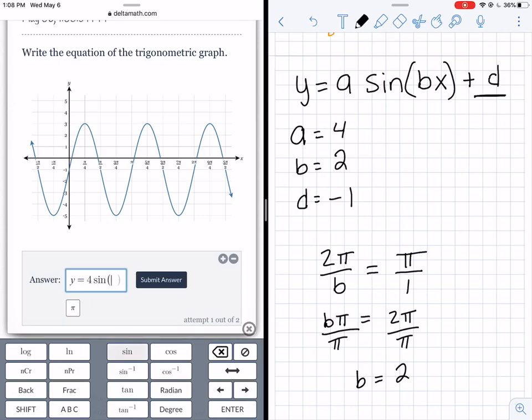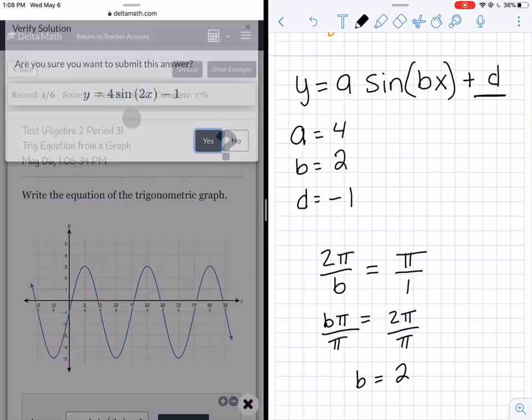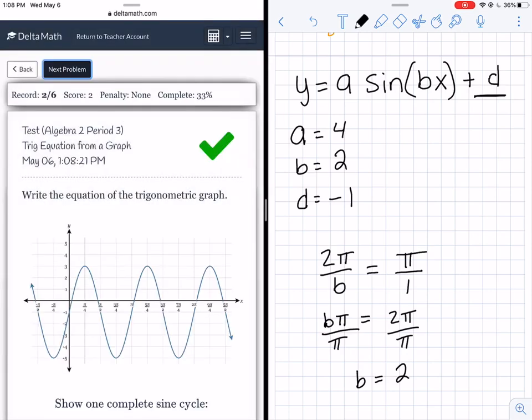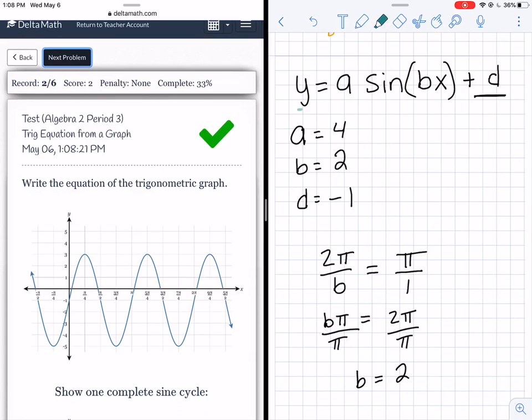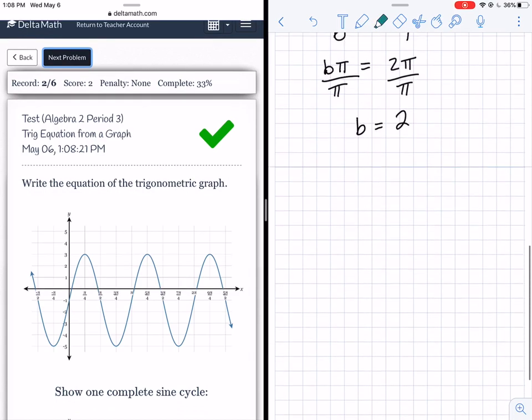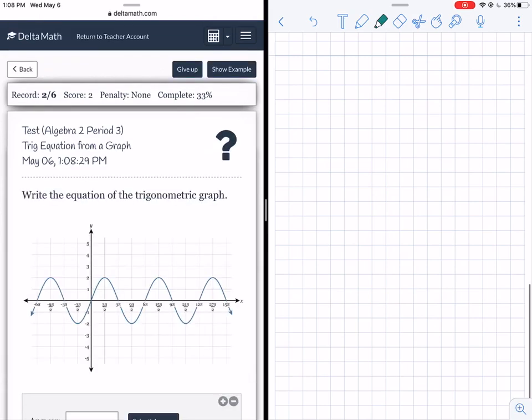I'm going to go back and hit 2x. And then you could arrow over with the arrows on the side. And I'm going to do -1. And for minus, you just do the subtraction sign and then 1. Submit your answer. And yes. Again, please make sure you put that y equals, otherwise it's not an equation. So let's try one more together.